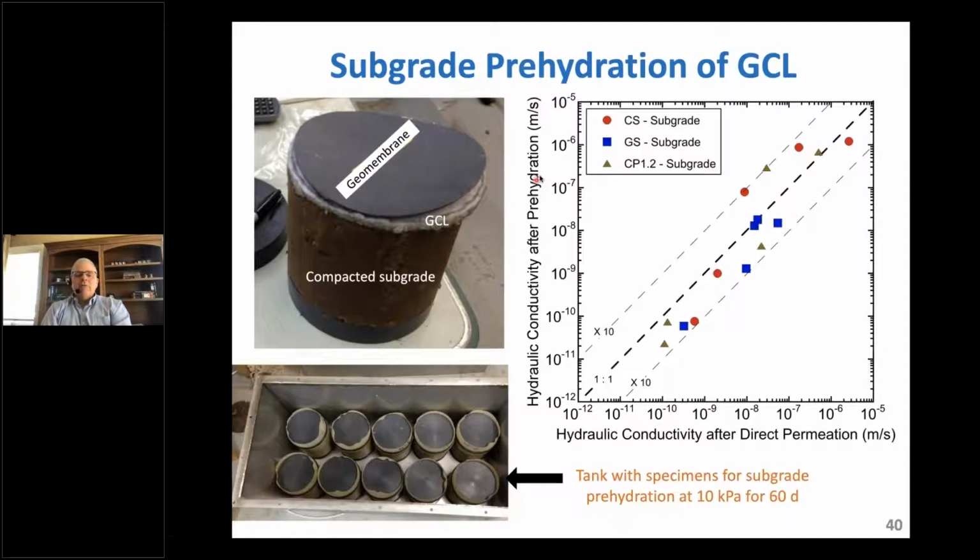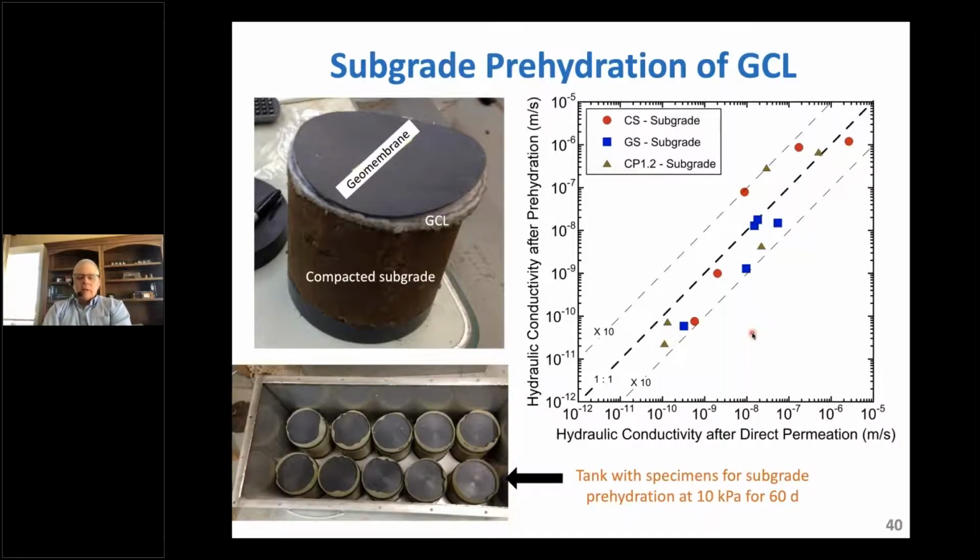What I show in this graph here on the right is the hydraulic conductivity after prehydration to the hydraulic conductivity if I just permeated it directly with leachate, no prehydration step at all. And they're roughly 1-to-1. It's a little bit less permeable with prehydration, but not markedly so. And we don't run many of these subgrade prehydration tests. We do them on occasion when it's of interest at a particular project, but most of the time, based on the data that we've collected, the very modest effect of prehydration from the subgrade doesn't warrant going that extra step, but it is something you can do.